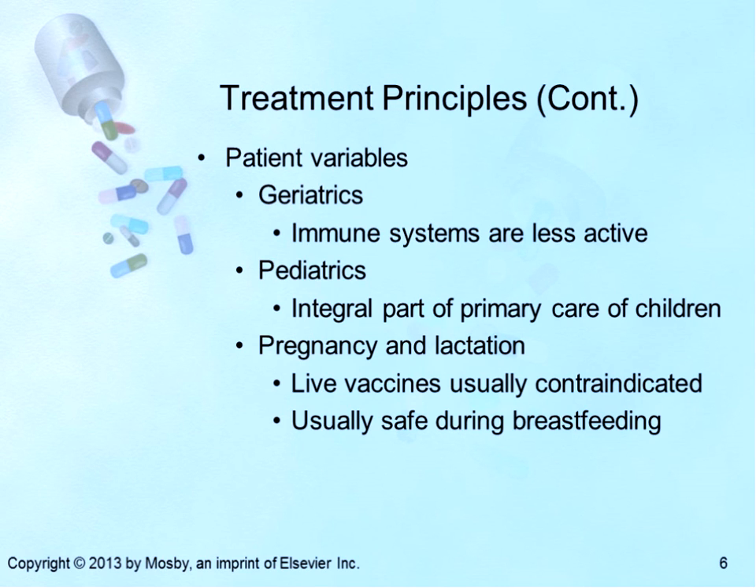Looking at patient variables for geriatric patients, the immune system of elderlies is less active. You need to keep this in mind. For pediatrics, immunizations are an integral part of primary care for children. Recent research concluded that childhood vaccines, with the exception of the vaccine for measles, mumps, and rubella, were not linked to an increased risk of immune thrombocytopenic purpura among young children.